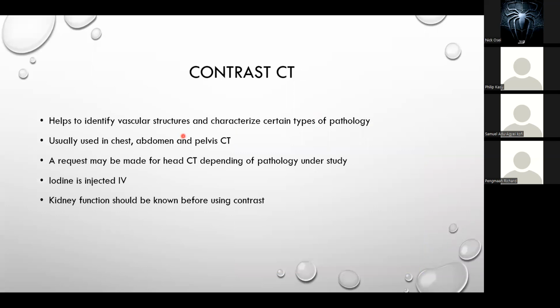Right. So as I've already talked about the contrast CT, it helps to identify vascular structures and categorize certain types of pathology. We usually use it in the chest, such as in the CTPA. Have you heard CTPA before? CT pulmonary angiography. So for instance, you are suspecting that someone has pulmonary embolism. One of the tests I can do is a CTPA. And that one is a contrast study of the vascular supply of the lungs. So that's in the chest. And that will let you know whether there is an embolus or not. It helps you look at the vascular supply.